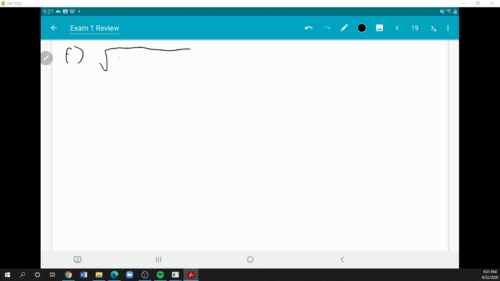Square root sine of 3 to the 100th. Okay, so you might be thinking, well, we didn't learn how to take derivatives of exponentials. There's a 3 to the 100 right there. So whatever this number inside of this square root is, 3 to the 100 is just some number. Sine of that is just some number. Square root of that is some number. So trickily, this is just a constant.